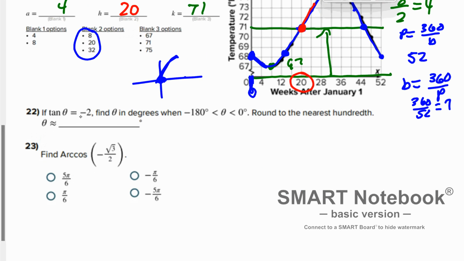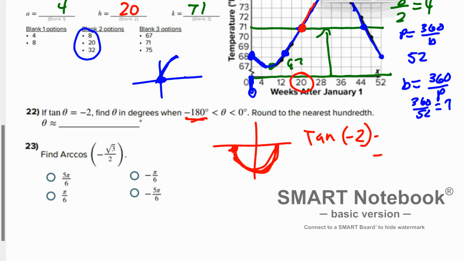Okay, tangent theta is equal to negative 2. Find theta, and we want negative 80 to 0. So we're looking at these two quadrants down here, from negative 80 to 0. We want to find theta, so basically we can just do tan inverse of negative 2. Make sure my calculator's in degrees because this is in degrees. I take the inverse tangent of negative 2, and I get negative 63.43, rounded to the nearest hundredth.